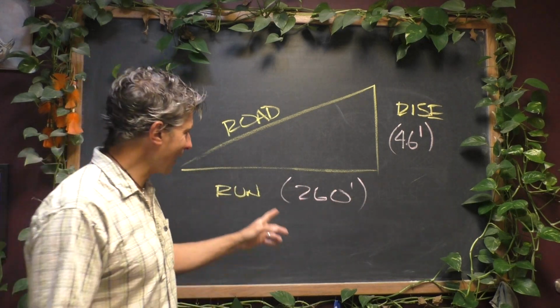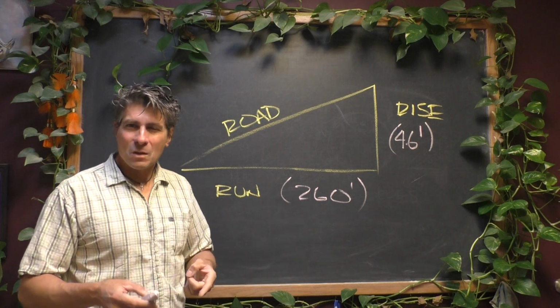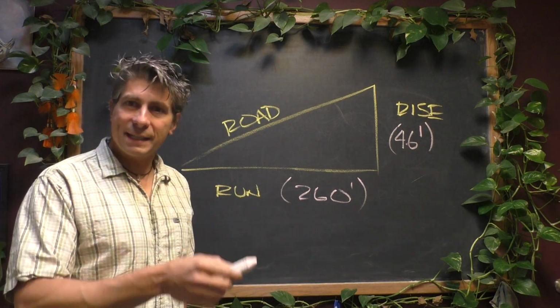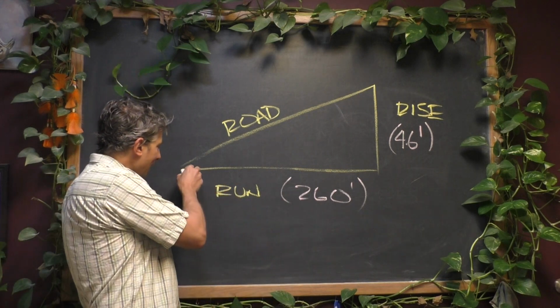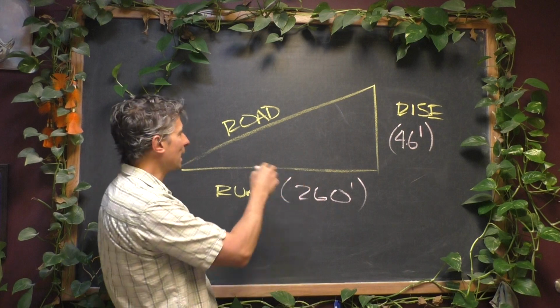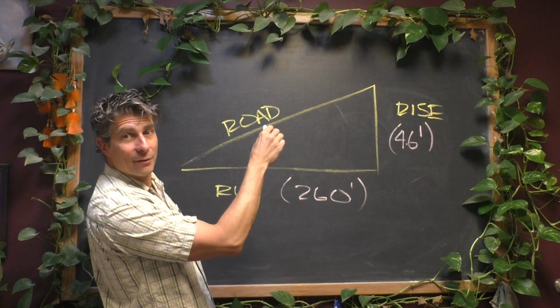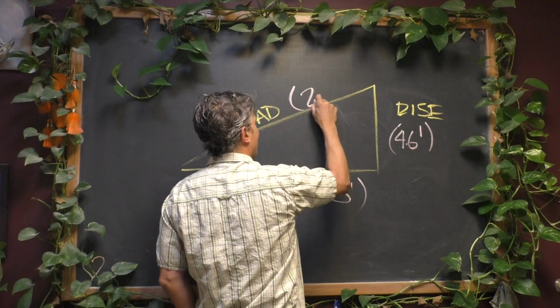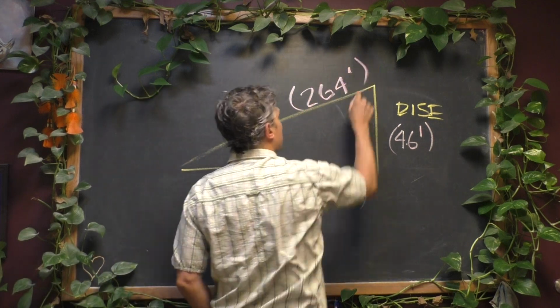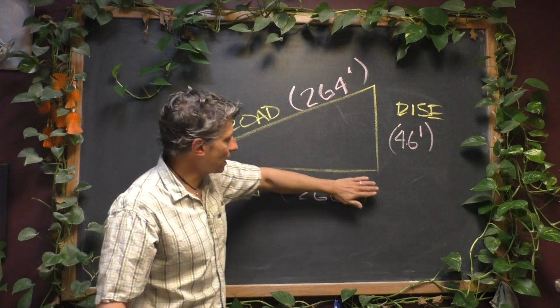And you might think that's the 260 feet. But actually it's not. Because if that were the distance, that would mean I would have been traveling on this run. But I was actually traveling up here on the road. And that distance that Strava gave me was actually 264 feet.